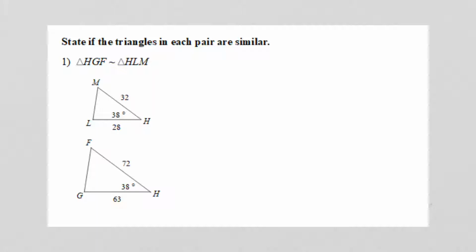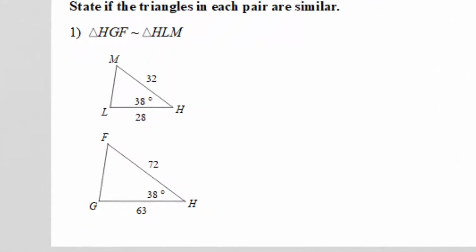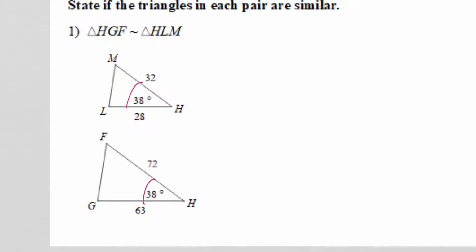State if the triangles in each pair are similar. So they give us these 2 triangles, and we notice that they have one angle that's congruent. So this is possibly side-angle-side similarity or angle-angle similarity. But it can't be angle-angle because I don't have any other angles. So I know that's out. But it could be side-angle-side. But I have to check if the sides are proportional.